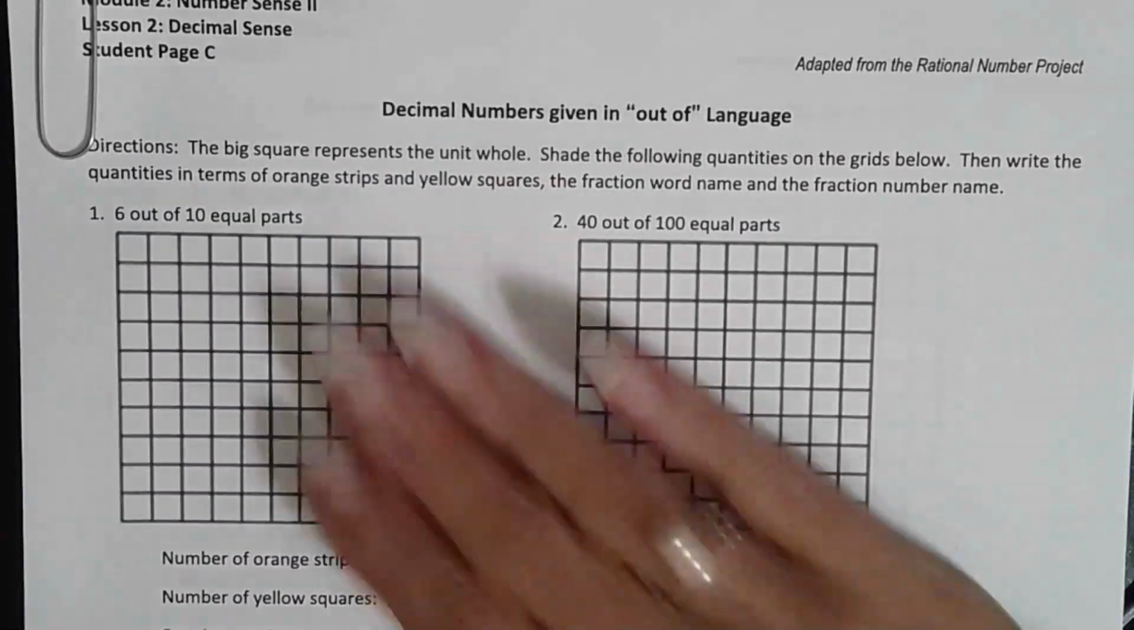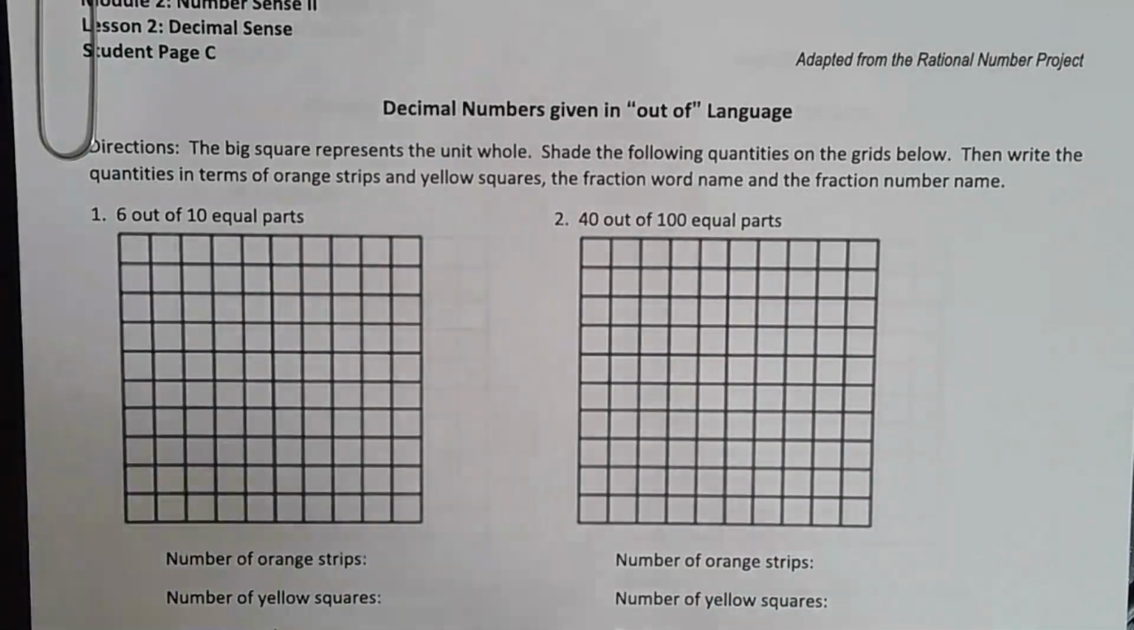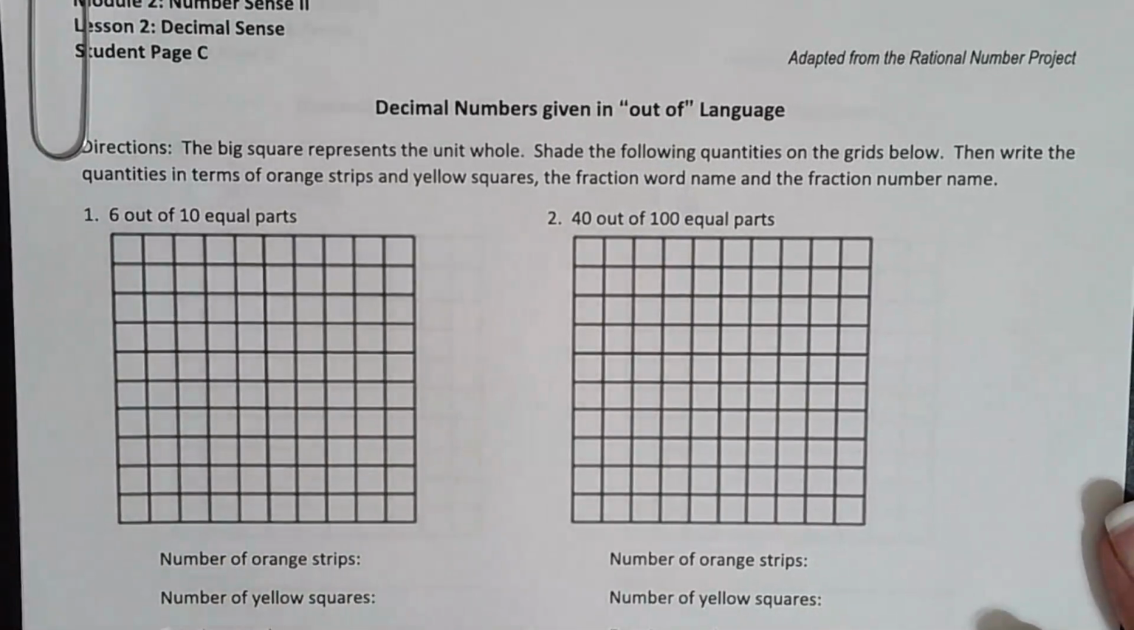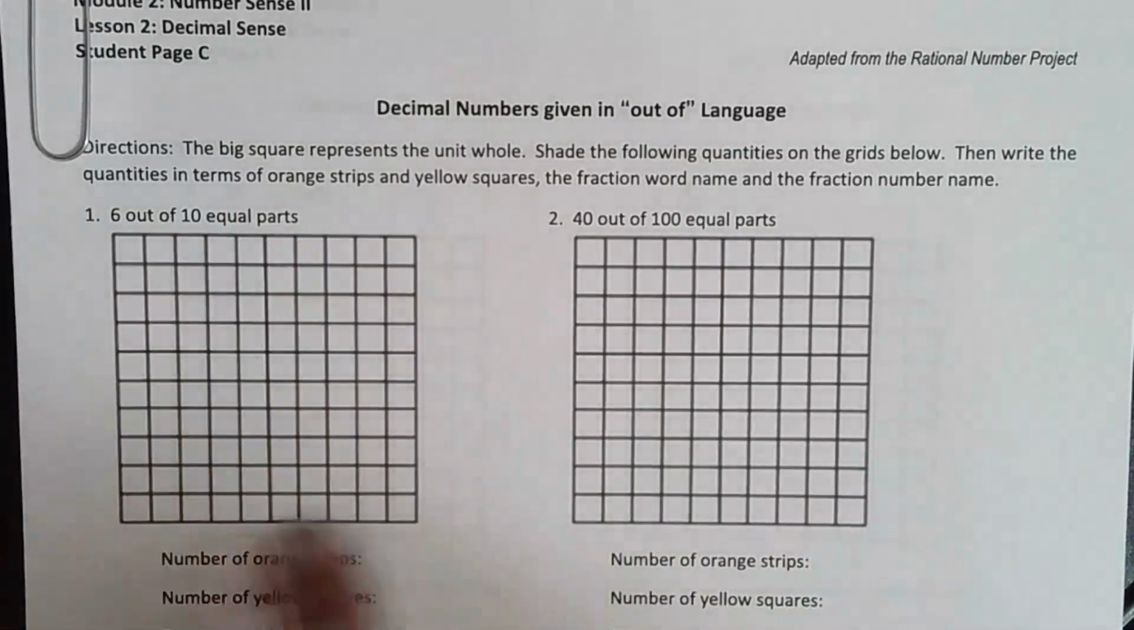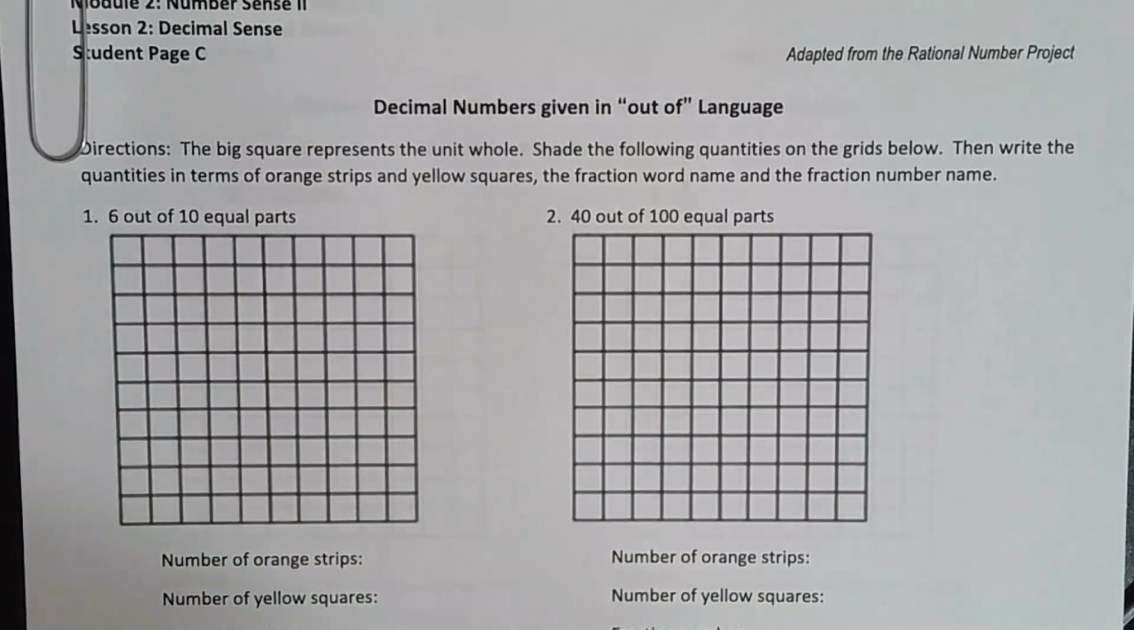So it's no longer going to represent a flat like it did in chapter 1 or module 1, because in module 1 we only did whole numbers. Now we're going to be working with decimals and fractions. So now it is not a flat, it's considered a whole, like a whole pizza cut into 100 pieces. So 6 out of 10 equal parts. The big square represents the whole unit.